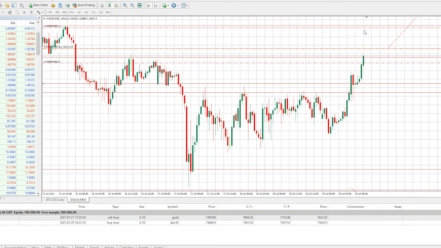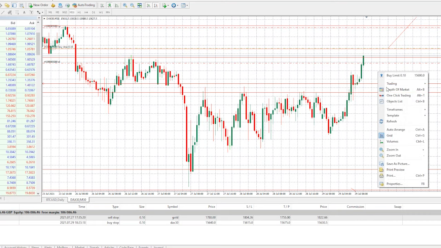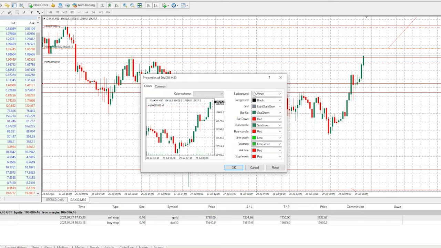Andres, good question. The color of my candles on my chart, I have programmed so that if it's a candle that finished higher than it started, it will be green, meaning it's a bullish candle. It was an upward moving time period. If the time period ended lower than it started, then it's a red candle. And you can change those colors. All I have to do is right click, go to properties, and I can change.